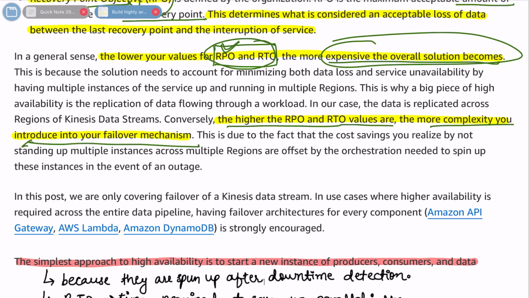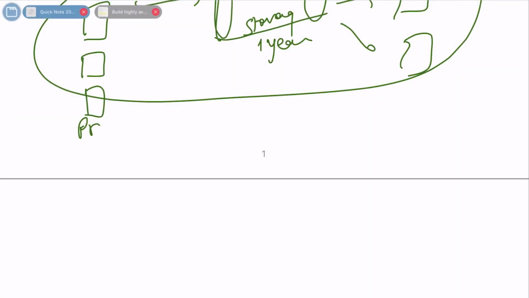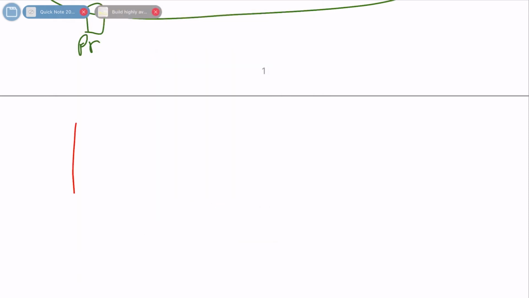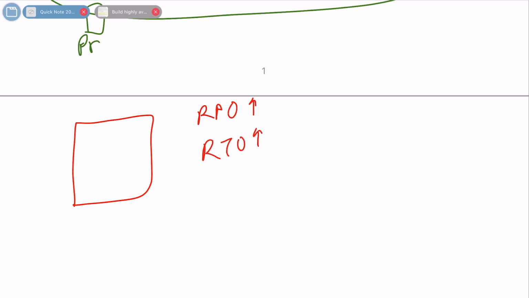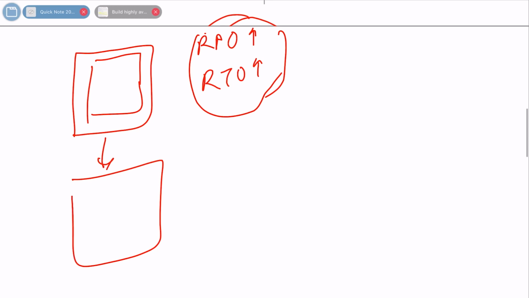failure mechanism. What we mean by this is, let's say in your solution, you developed some kind of system. Now let's say you have the RPO value higher and higher, RTO value higher. Now let's say some issue occurred in this system. When we say these are higher, that means that you don't have any replication in place, similar architecture in place, which can be used in case of failure in this system.